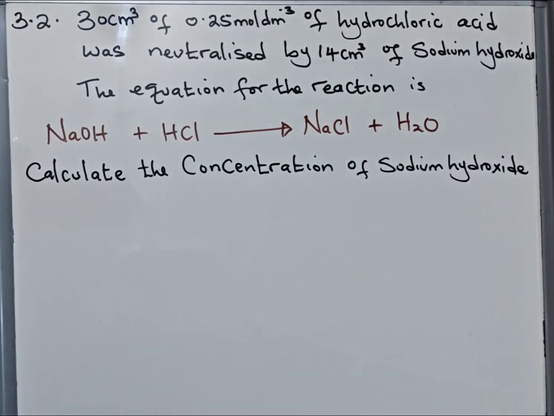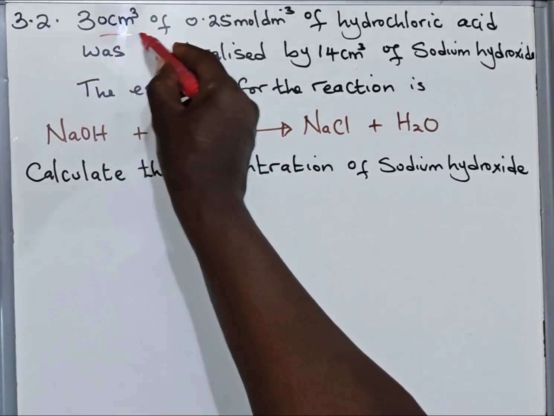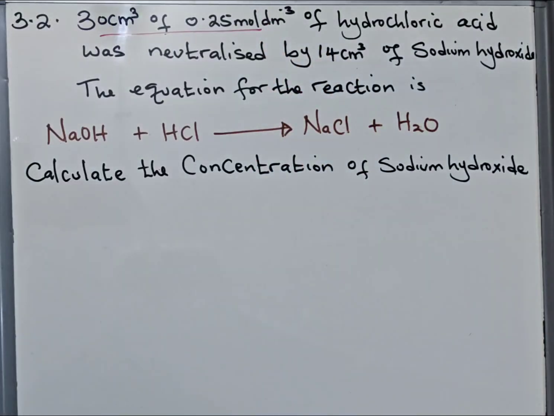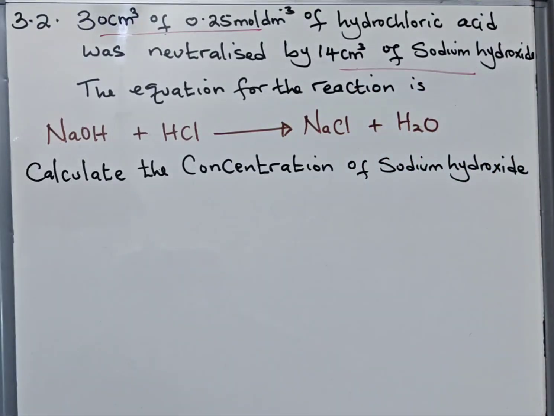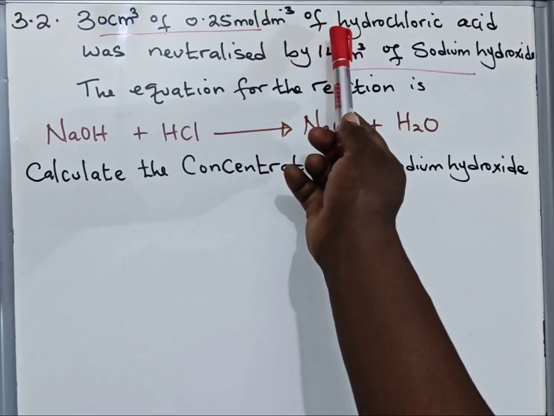So when you analyze this question, what do you see? We are having this one, that is the standard, that's the known. And our unknown is this one. Why do we say known? Because it is hydrochloric acid whose concentration is known.